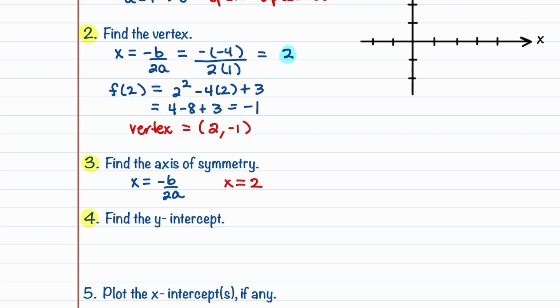Let's now find the y-intercept. The y-intercept is where the graph crosses the y-axis, and that happens when x is equal to 0. So we're going to set x equal to 0 and find out what f is. So f of 0, and I just see that we can't see our function anymore, so I'm going to go ahead and write it down here. Our f of x is equal to x squared minus 4x plus 3. We're going to plug in that x is equal to 0, so we end up with f of 0 is equal to 3, and that tells us that our y-intercept is (0, 3).